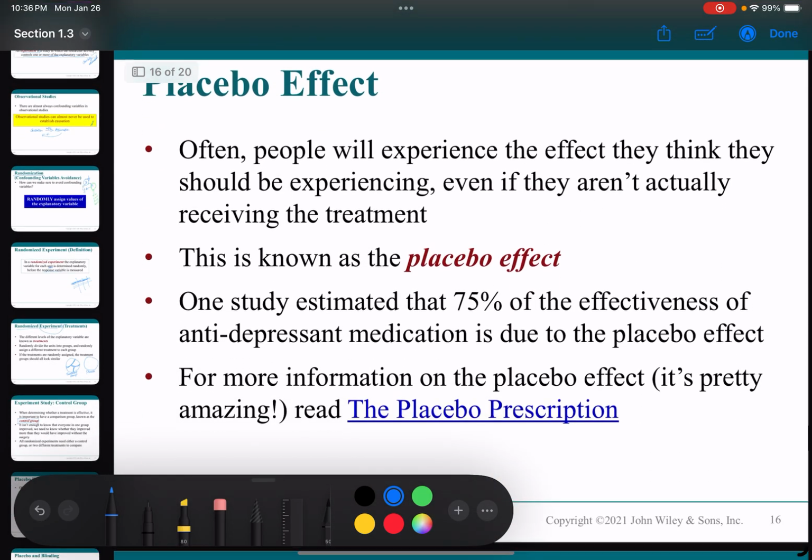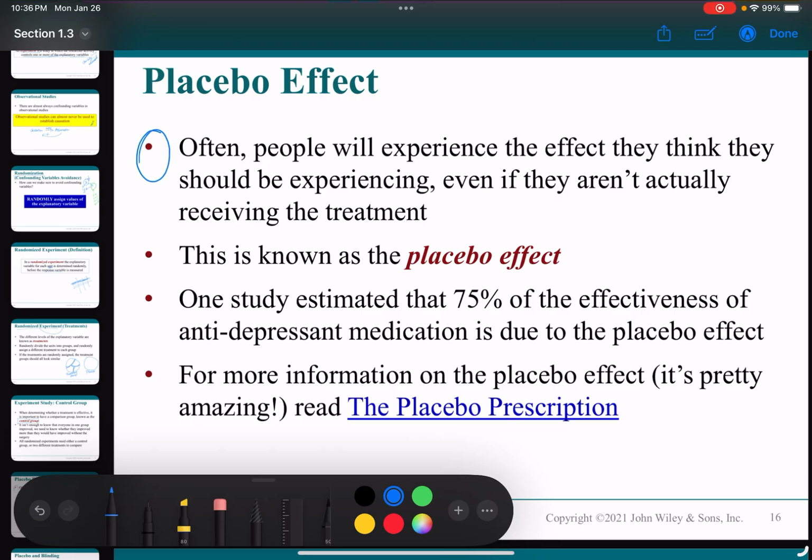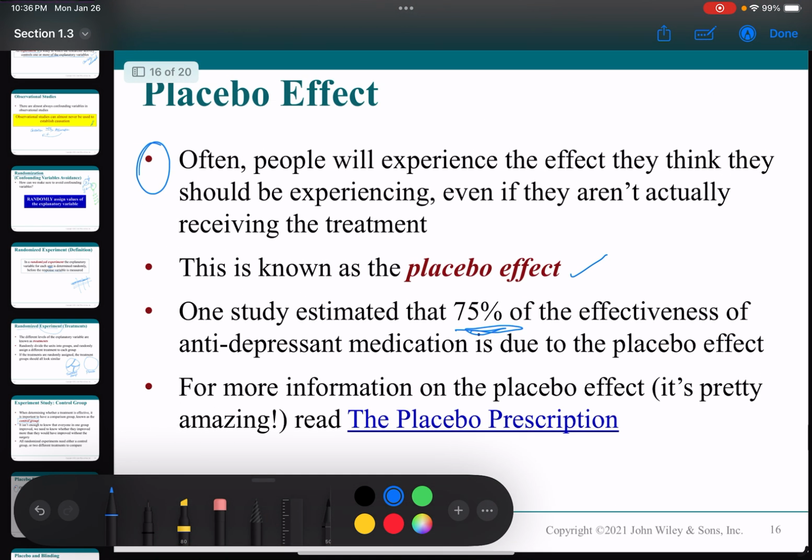So this is what I was talking about. The placebo effect happens most of the time, based on past research. Studies estimated that about 75% placebo effect occurred in different experiments. So normally we have two groups, the treatment group and the control group, and to this control group we give a placebo. So you can call it a placebo group as well.